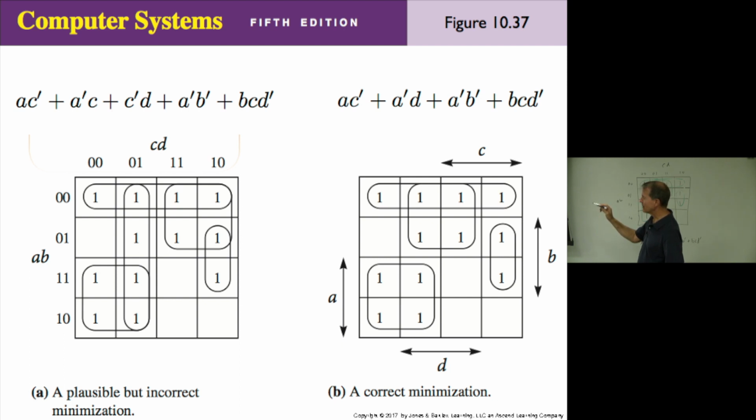Here, let's take a look at figure 10.37a. A plausible but incorrect solution. Now, why is that one plausible? Because with this one, if you take any of them out, something will be left behind. I didn't remember how to do it incorrectly to illustrate a point. To illustrate a point, exactly.